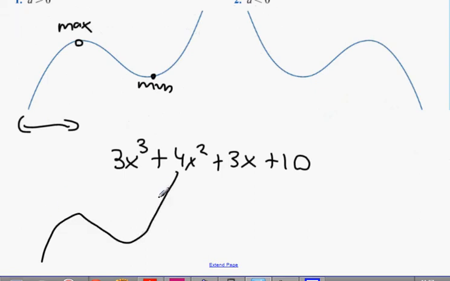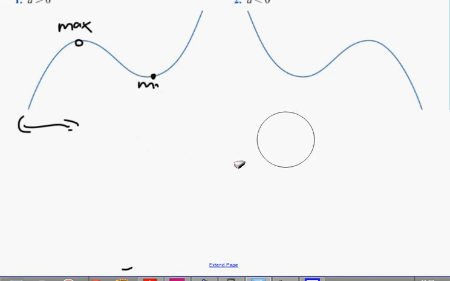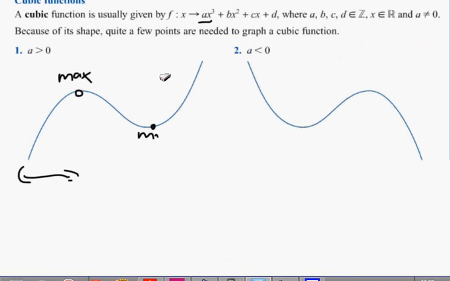Max first, min second. If I change this to a 20, what does that do? Or 30? Moves it upwards. If I change it to a minus 30, downwards. Perfect. Okay guys, next thing. If a is less than 0, the minimum always comes before the maximum. Are you happy with that? Min before max.